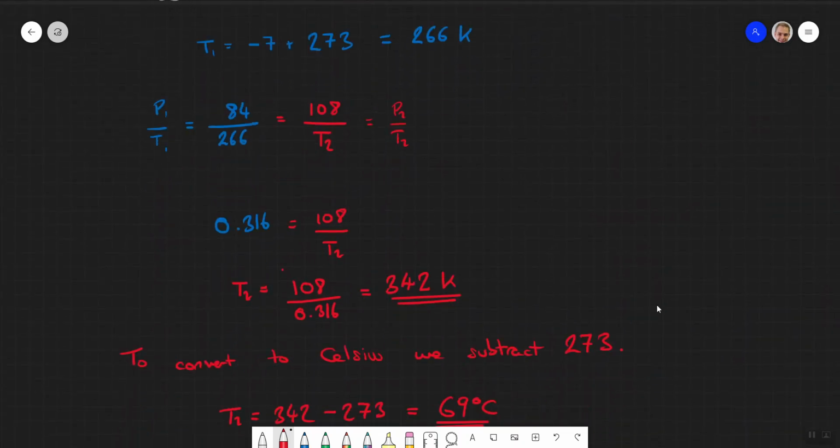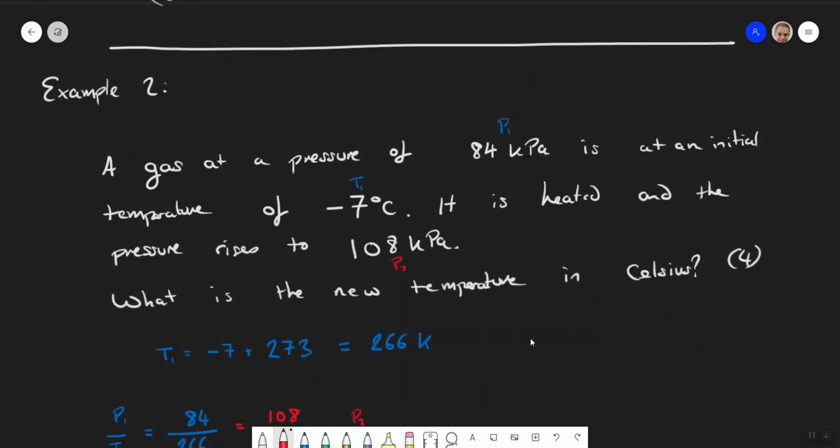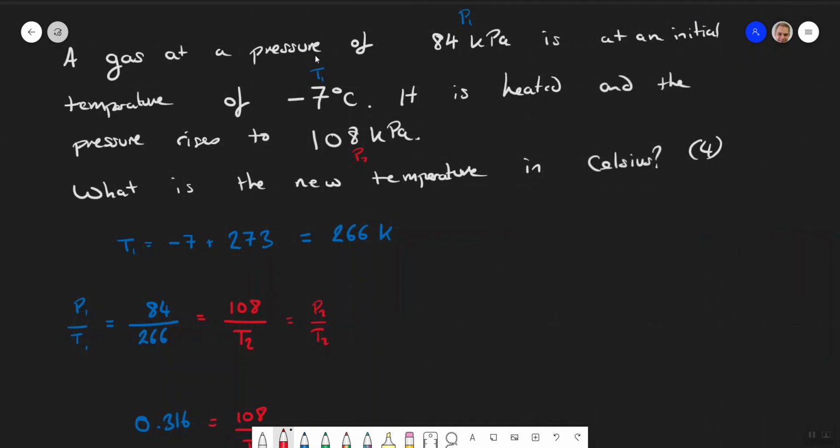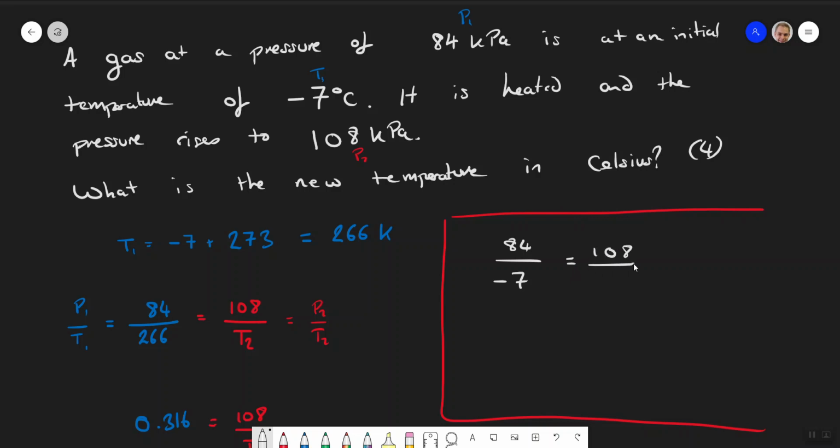If you forget to do the conversions, you're not going to end up with a particularly helpful number. Let's do this wrong just briefly and see what we end up with. If we forget to do any conversions, you'd end up with 84 over -7 is equal to 108 over a question mark. And this is where it becomes a problem, because this is now a negative number. 84 over -7 is -12, so -12 is equal to 108 over a question mark. So our new temperature is 108 over minus 12, and you end up with minus 9.